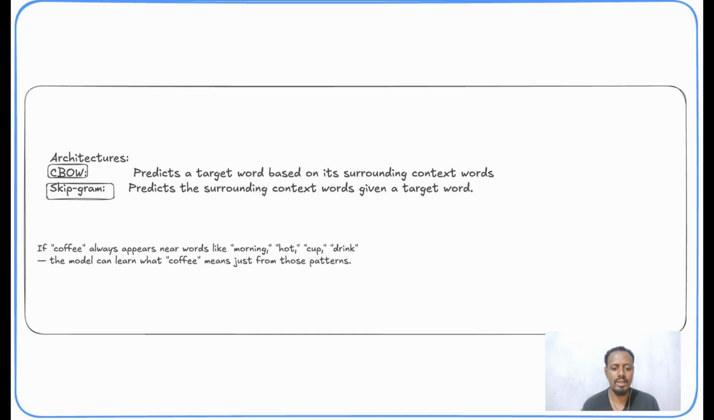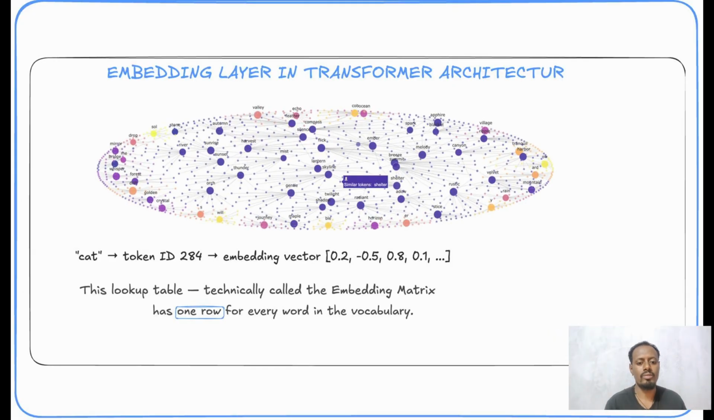Words that appear in similar contexts end up with similar vectors. The model figures it out entirely on its own, just from patterns in the text. That is, no human labels, no rules, pure statistical pattern recognition that captures real meaning. Okay, so where do embeddings actually live in a modern AI model, like ChatGPT or any transformer? Here is the flow.